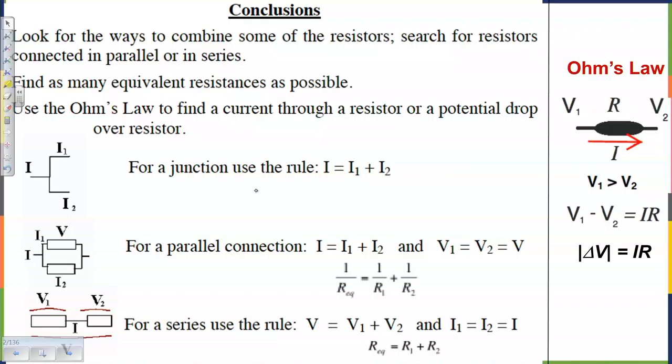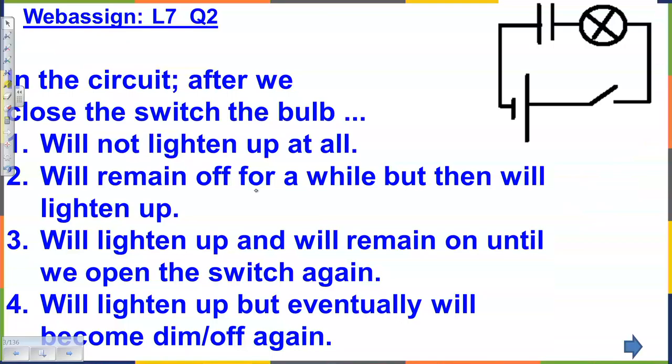And rules for resistors connected in parallel or in series. And the Ohm's law, which describes how electric current through a resistor is related to the resistance and potential difference. And the question is related to a circuit.